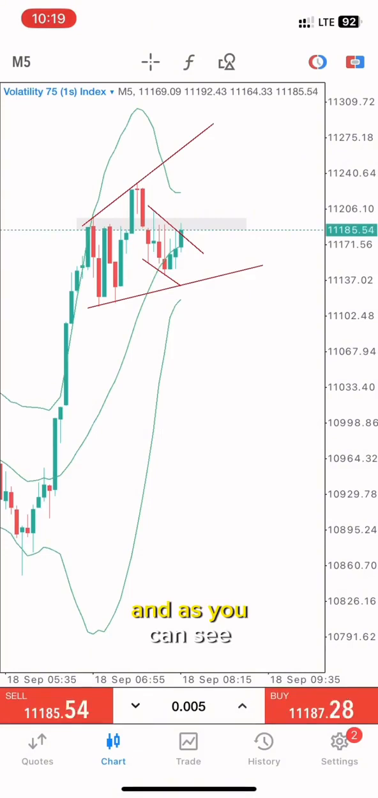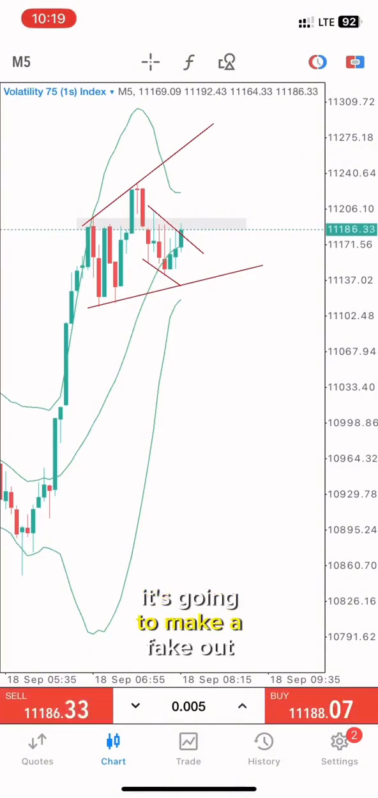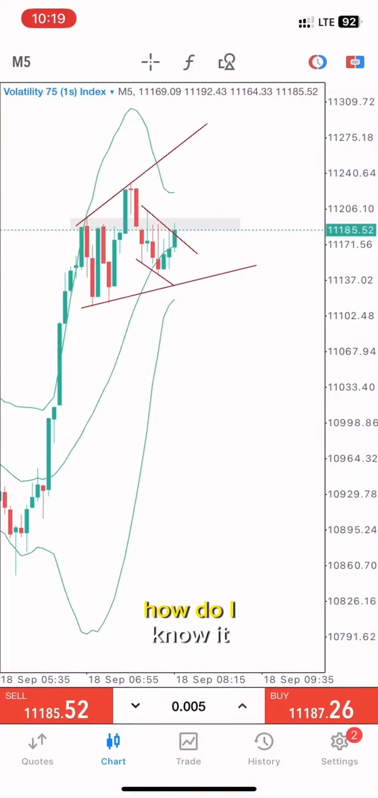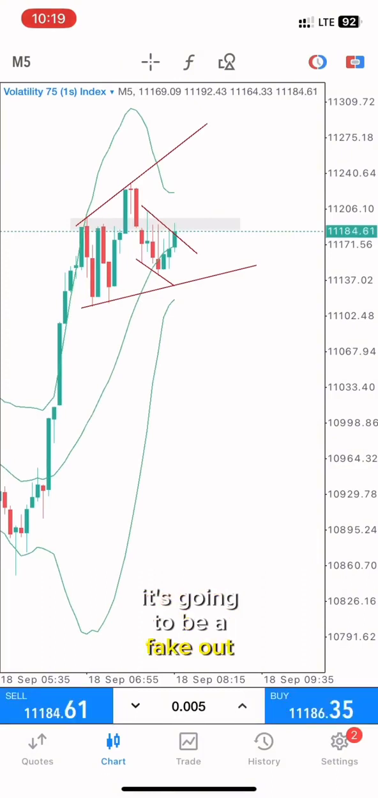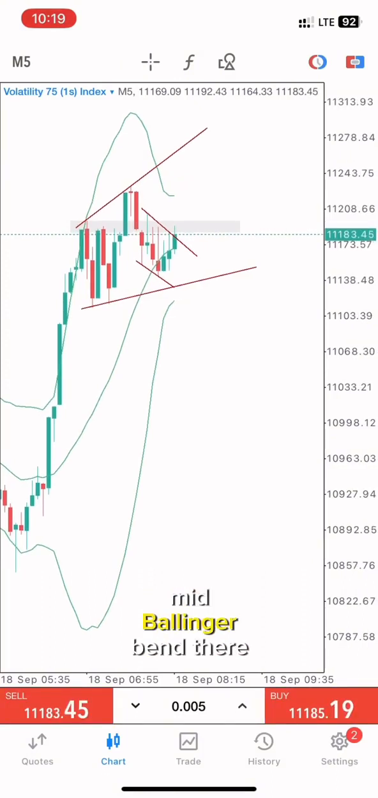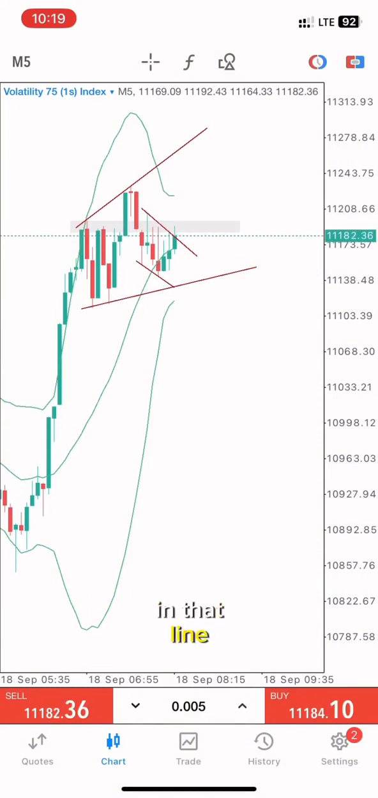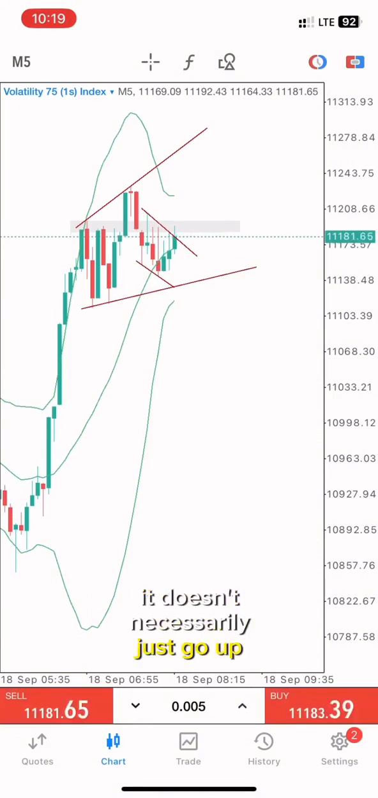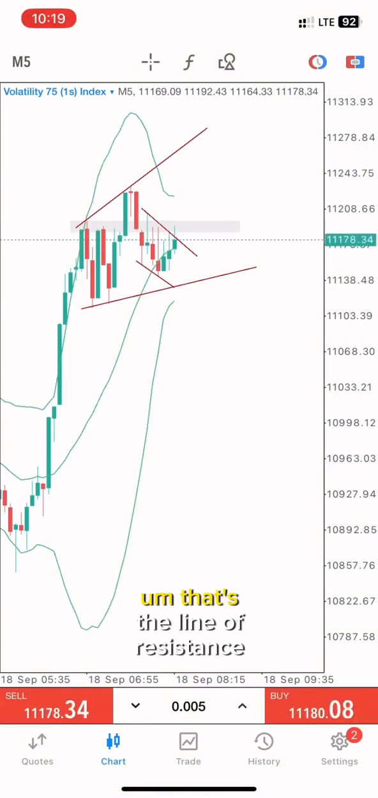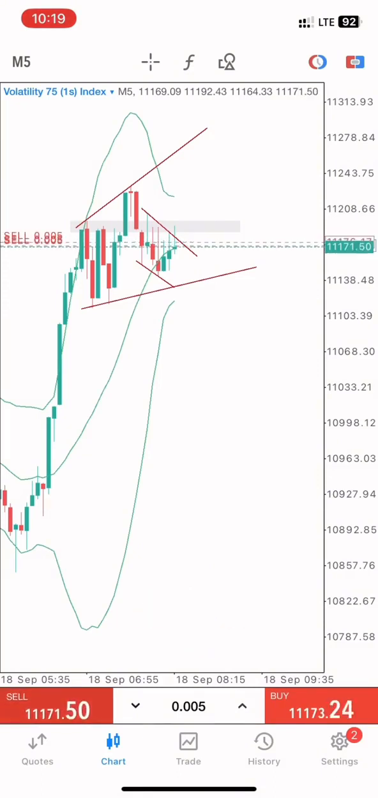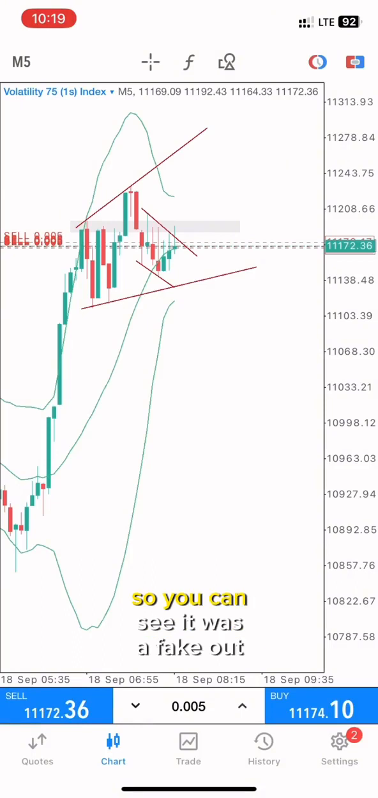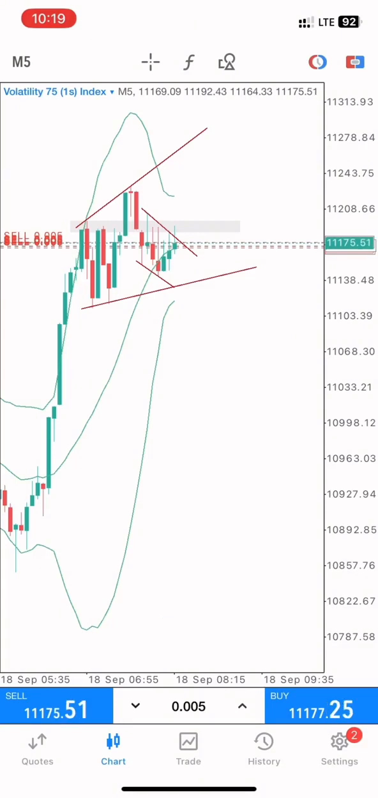And as you can see, it's going to make a fake out. How do I know it's going to be a fake out? It's because there's a mid Bollinger Band there. In that line, it doesn't necessarily just go up and down. That's the line of resistance and confluence, area of confluence. So you can see it was a fake out as the candlestick is going down in the trend line.